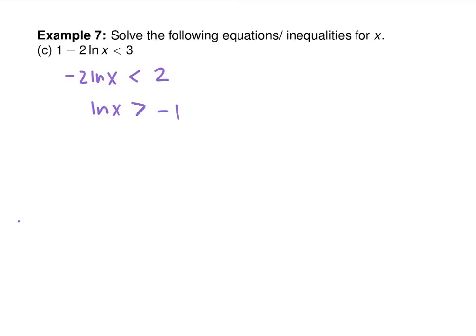Okay, and then what do you do to undo ln? e. So e to the ln x is less than, is e to the negative first an okay thing to do? Yep, okay. So you get x is bigger than e to the negative first, which is the same thing as 1 over e, right? So that will be 1 over e to infinity.